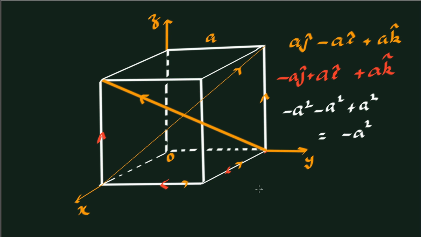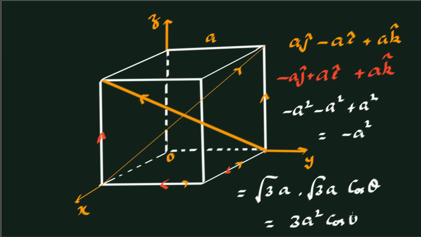Now this is also equal to the length of one body diagonal, which is square root of a squared plus a squared plus a squared, that is 3a squared. Root of that is root 3 a, times the length of the other body diagonal, also root 3 a, times cos of the angle between the two. So that is equal to 3a squared cos theta.